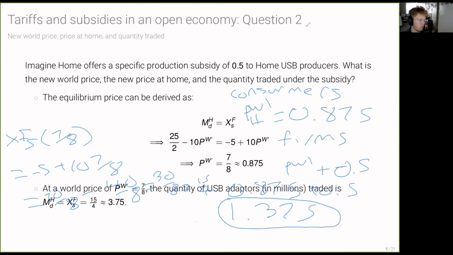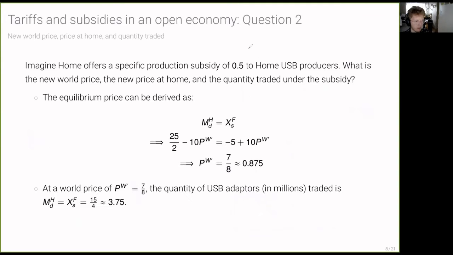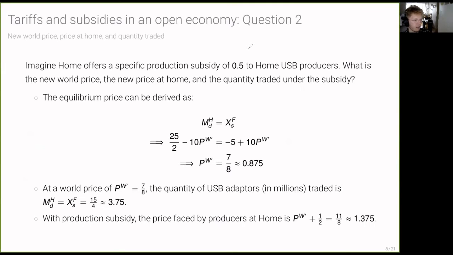And so the new quantity of USB adapters traded is going to be, I believe, 3.75. And of course, the amount of imports demanded must equal the amount of exports, so the import demand of home is also going to be equal to 3.75. And so that's how we figured out the quantity traded under the subsidy. So this is the slide saying what I already said. And indeed, we have that the price faced by producers at home, but not consumers, is going to be equal to 1.375.